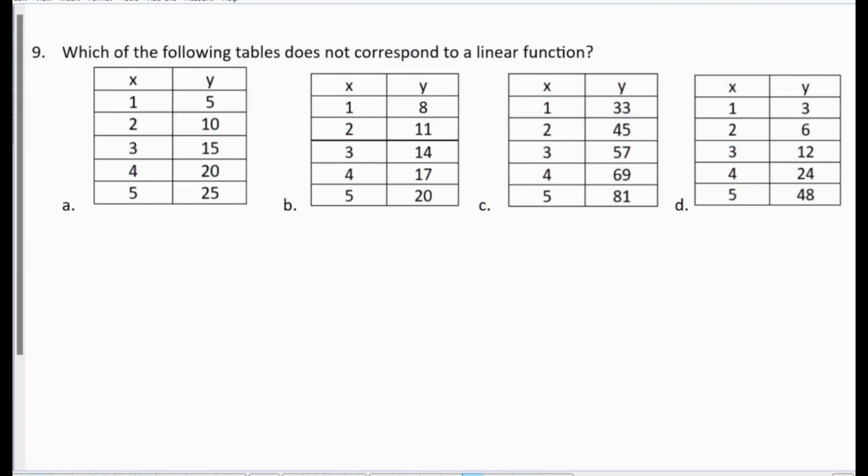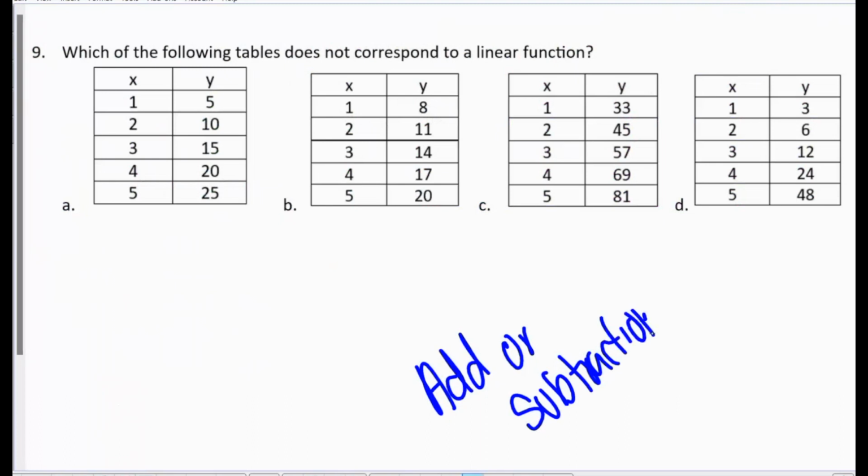All right, number 9. Which of the following tables does not correspond to a linear function? So remember, we said linears have to have a repeating pattern of either addition or subtraction. They cannot have multiplication. So I'm looking for which of these patterns does not repeat using addition and subtraction. Well, I know from 5 to 10, I have 5. 10 to 15, 5. 15 to 20, 5. 20 to 25, 5. Okay, that one doesn't work because I'm looking for the one that does not.